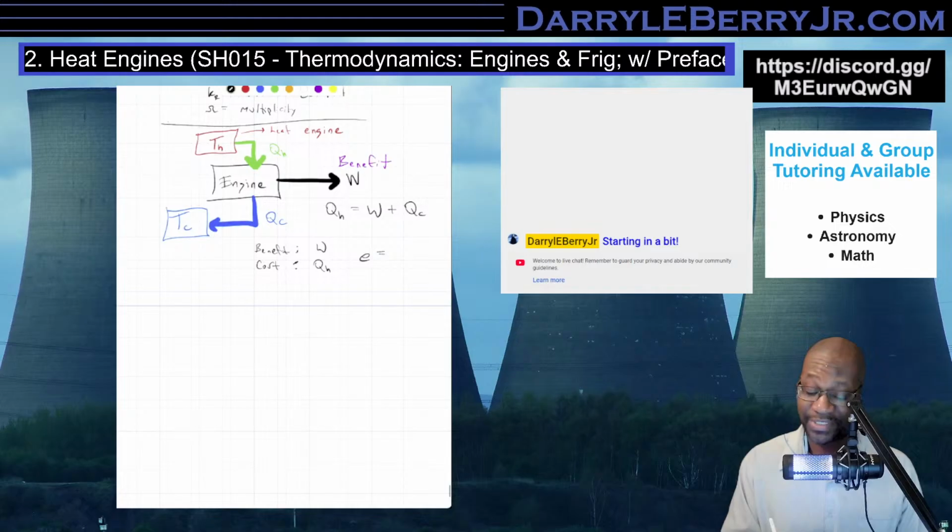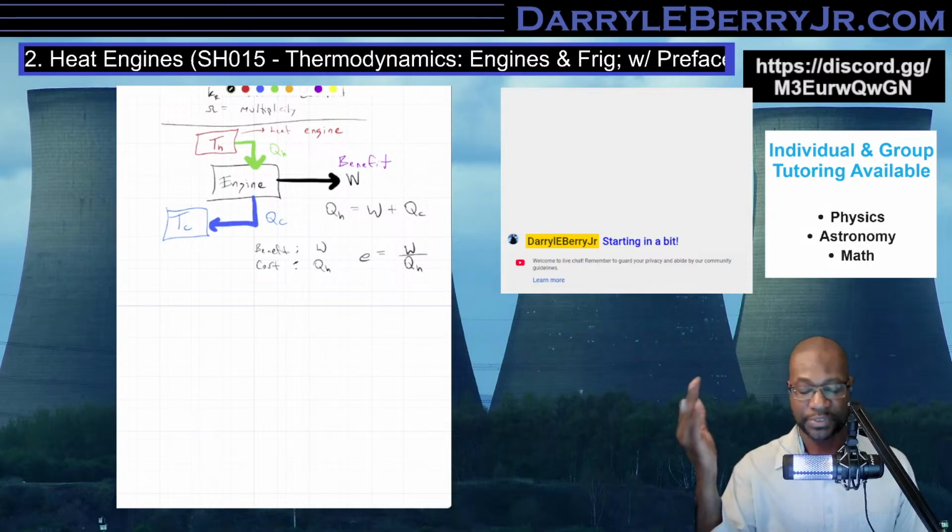So the efficiency is going to be the work that we gain divided by the heat. So basically, if the engine was 100% efficient, then we'll take in a certain amount of heat, we'll output the same amount of work, and it'll be 1. So 1 will be the most efficient it can be. And of course, it's going to be less than that because not all heat is transferred.